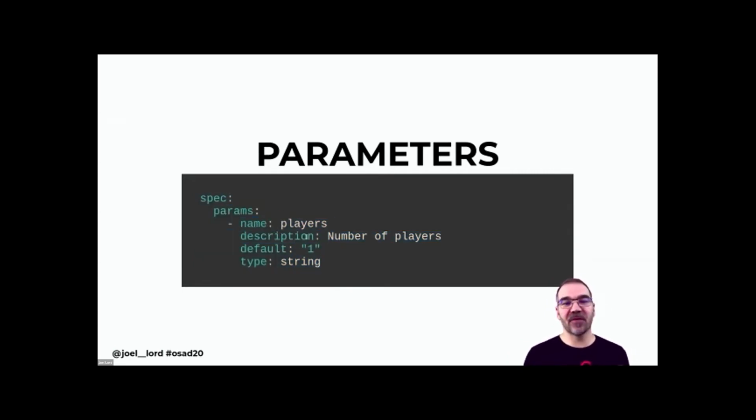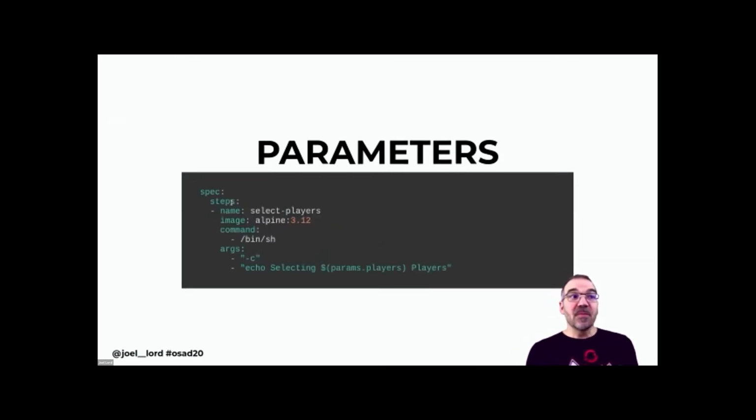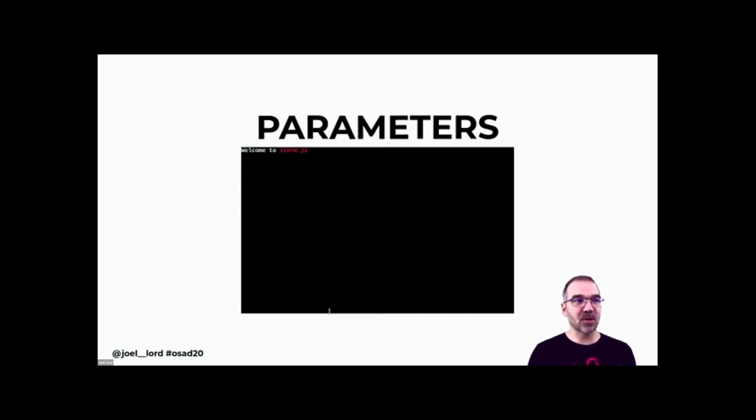And for this one, I have one parameter that is called players. The description is number of players, default is 1, and it's of type string. In my step called select players, I will add just one tiny little thing here. So instead of just outputting selecting players, I'll actually output selecting $(params.players) players. So you can actually read the content of that parameter and use a string interpolation to inject that inside your commands or inside anything. So if you had a git clone task, for example, well, you could use a parameter for the URL, and you can just inject that inside the git clone command. So you'd be able to clone and reuse that task by simply changing the parameter.